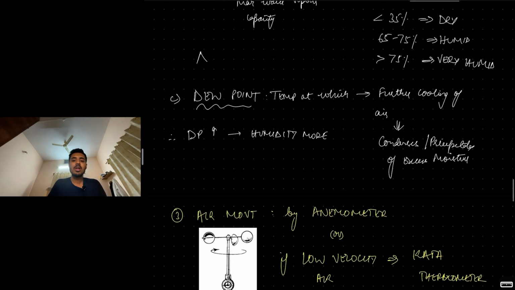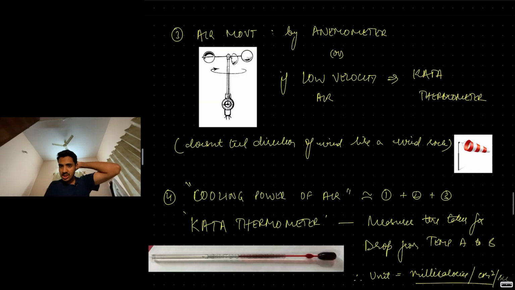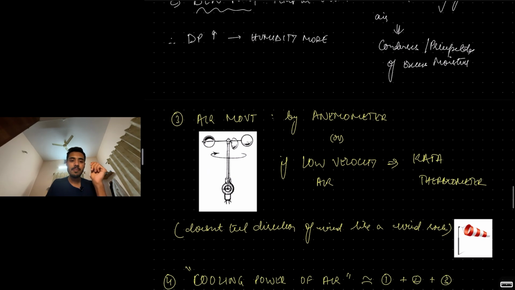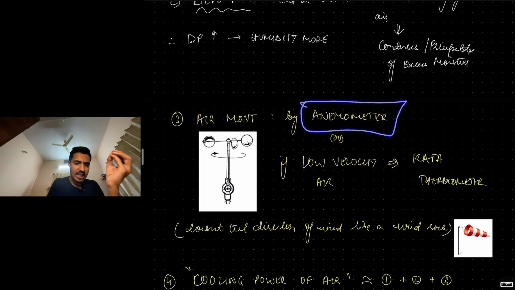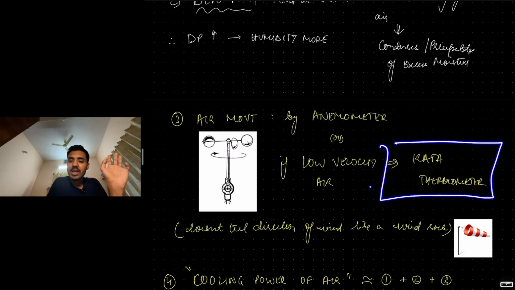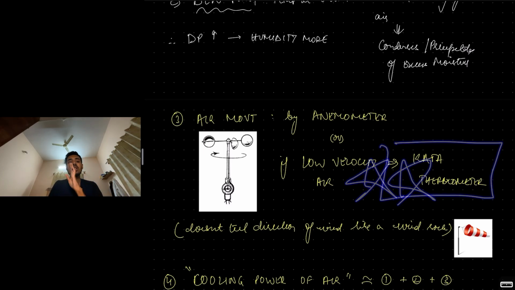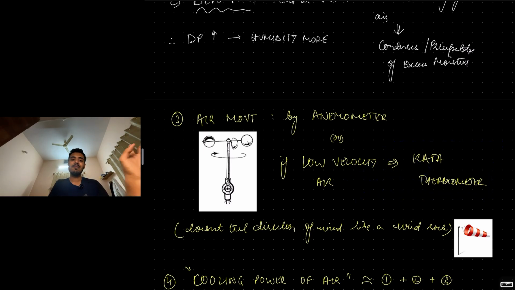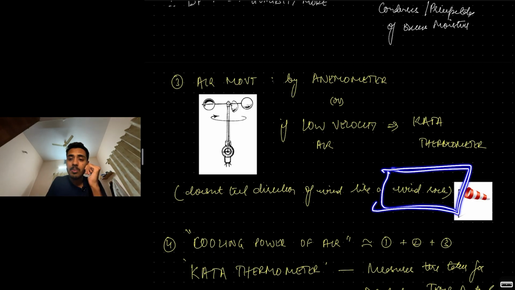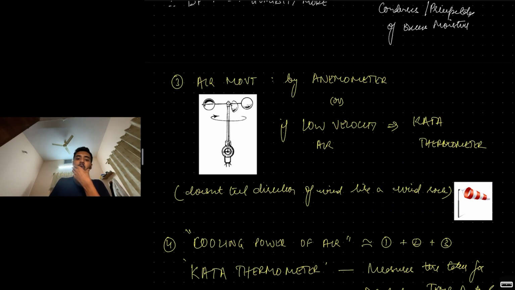Next, we have air movement. That is measured by an anemometer. As you can see, you have a rotating disc. It measures the air velocity and air movement. But this anemometer at low velocity is useless. At low velocity of air, kata thermometer is the best. And if you want to know the exact direction of wind, then a wind sock is useful. Okay, that is air movement.